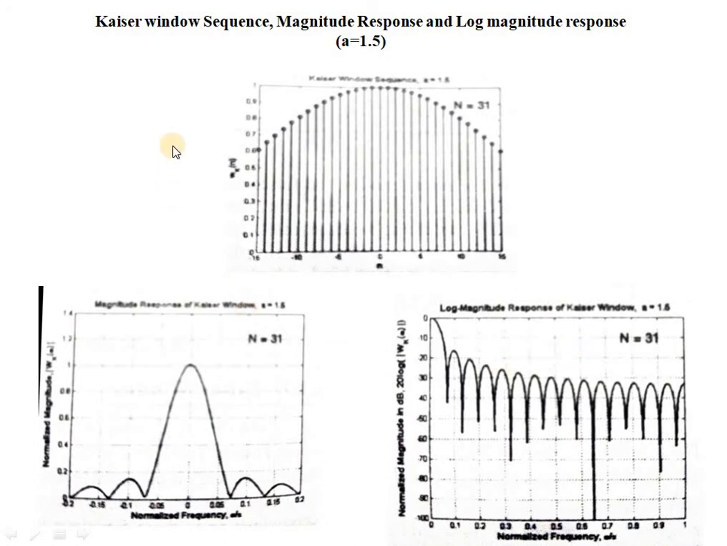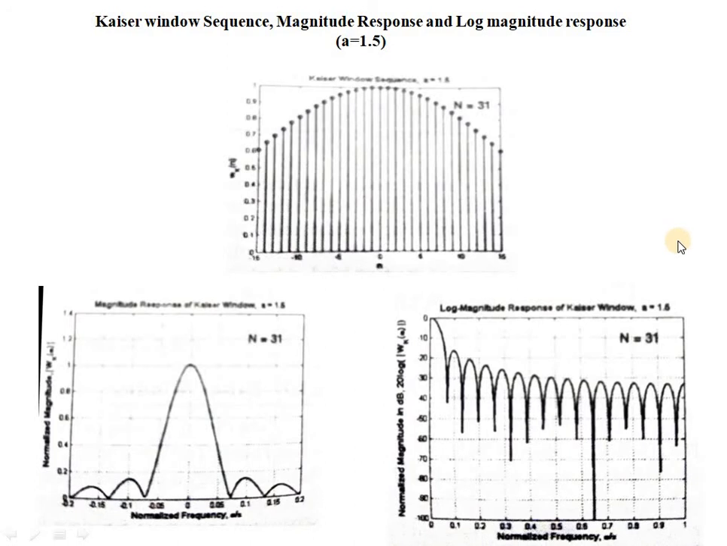However, I haven't provided the frequency spectrum for various values of a. Here I have considered only a equal to 1.5. According to many authors in textbooks, generally with the increase in the value of a, the magnitude of the first side lobe level reduces, but the width of the main lobe will increase.